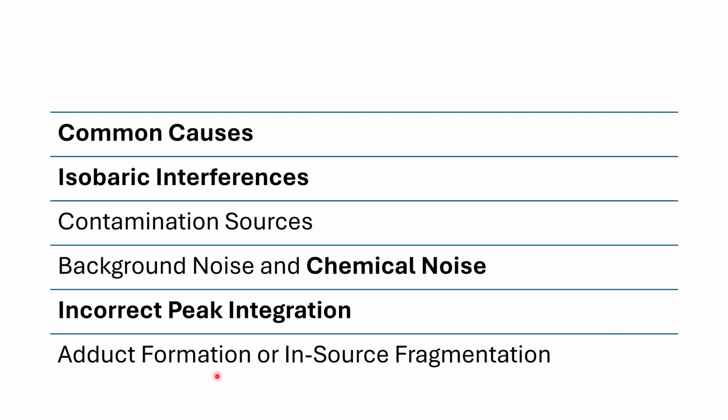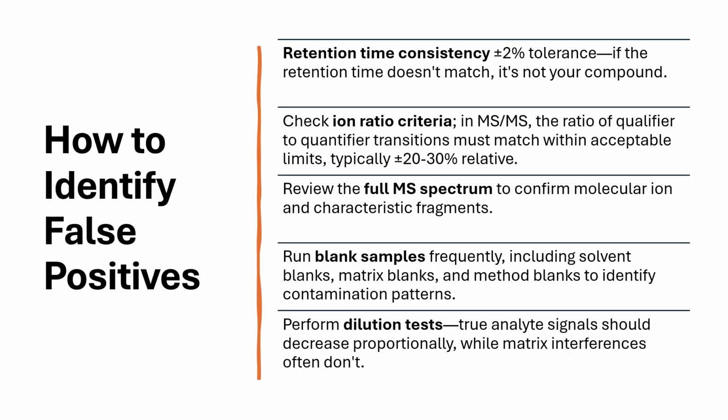The last one is adduct formation or in-source fragmentation. Now an MS can create unexpected signal that might be mistaken for your analyte, particularly if you're not monitoring the right transitions. So how to identify false positive?